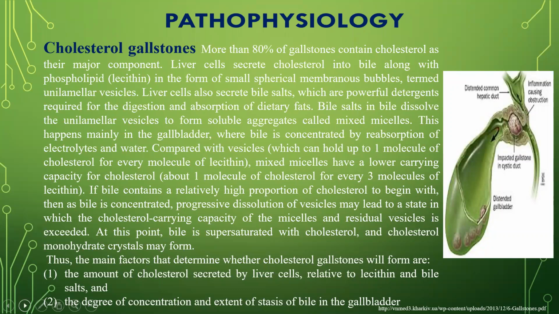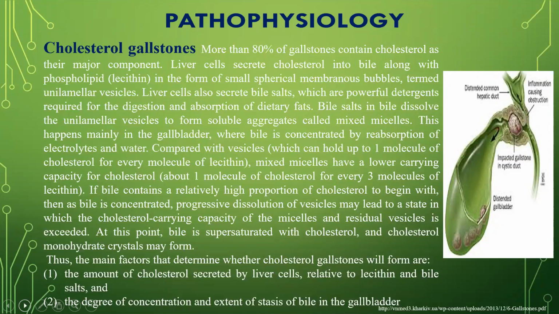Cholesterol gallstones are around 80% of all gallstones and contain, according to their name, cholesterol as a major component. Liver cells secrete cholesterol into bile along with phospholipid in the form of small spherical membranous bubbles termed unilamellar vesicles. Liver cells also secrete bile salts, which are powerful detergents required for the digestion and absorption of dietary fats. Bile salts in the bile dissolve the unilamellar vesicles to form soluble aggregates called mixed micelles.